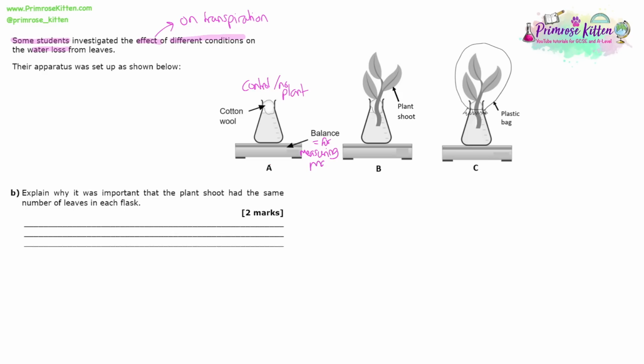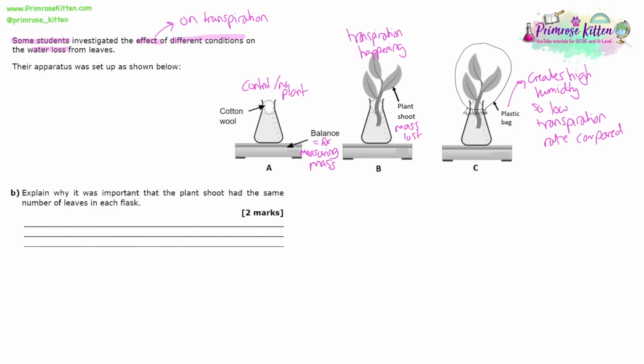And then we've got our setup B has a shoot, which means that transpiration is going to be occurring there. So obviously I'm expecting mass to decrease because water is going to be lost from those leaves. And then we've got balance C, which has the plastic bag sealed around the shoot and sealed at the top of the conical flask. So that means we're creating high humidity there. So we're going to expect that transpiration is going to decrease in that setup of C compared to B.